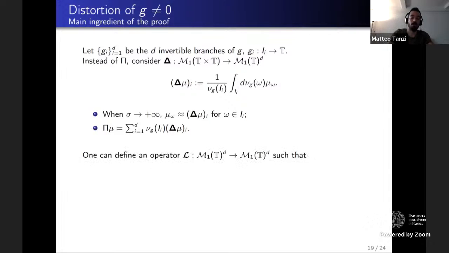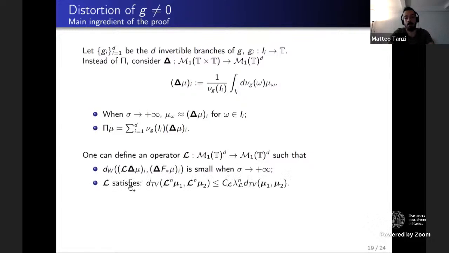And we can keep track of this disintegration by introducing an extra operator L, which goes from these vectors of measures to this vector of measures. Why is this operator useful? Because if we take the coarse graining of the disintegration and apply the operator, this is going to give something very close to taking the push forward of mu and then the coarse graining. This is the first good thing about this operator. The second good thing is that it has good contraction properties.